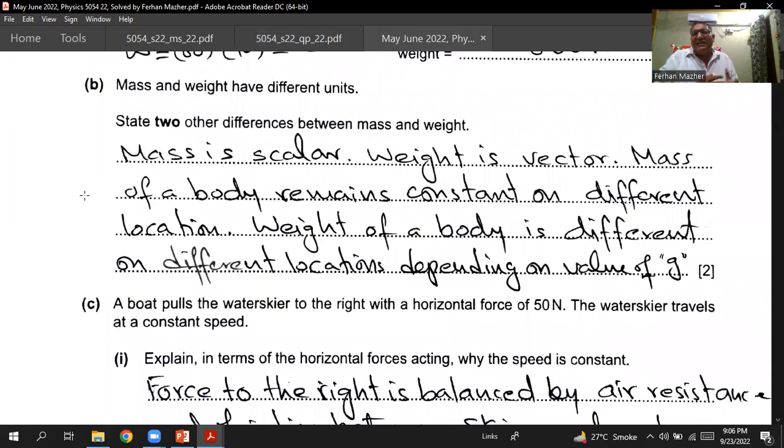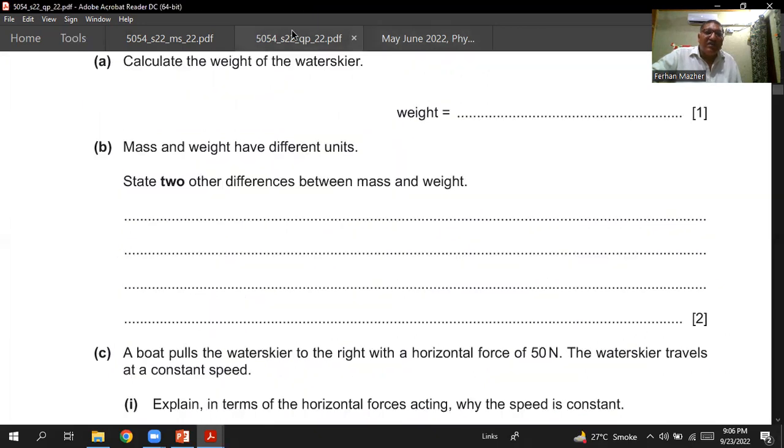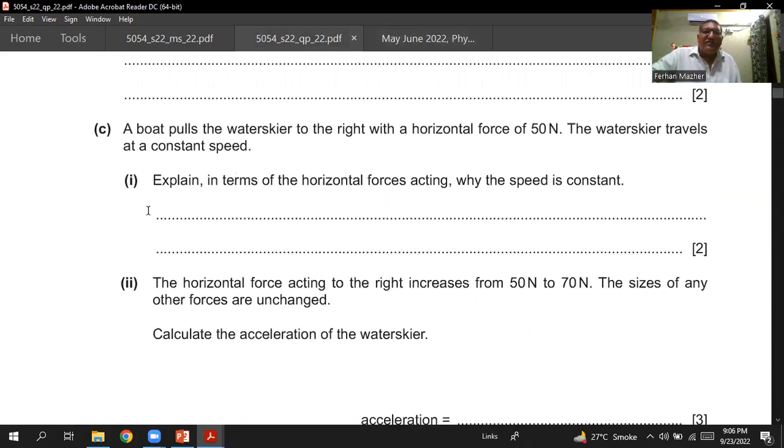So mass is a scalar, weight is a vector quantity. Mass of a body remains constant at different locations. Weight of a body is different at different locations, depending upon the value of g at that location. Now we go to the next question.